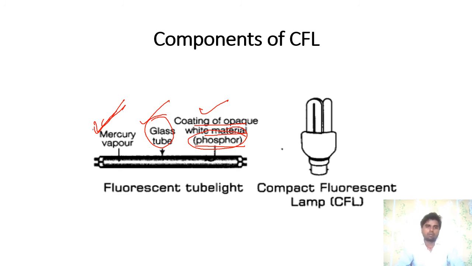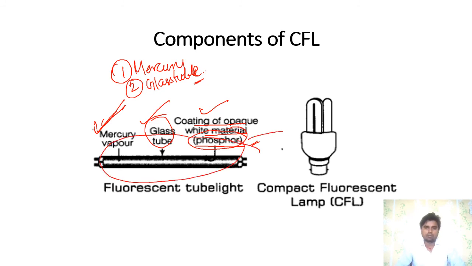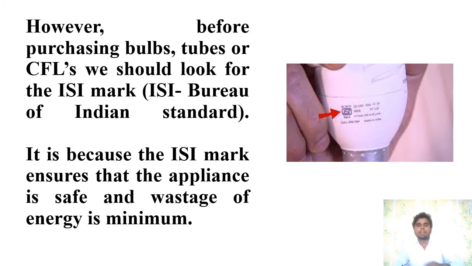So the vapor of the element is mercury, and then we have a glass tube, and then we have a coating of opaque white material, that is phosphor. Now we have the CFL. All these things are present in a CFL. Okay, now moving forward.